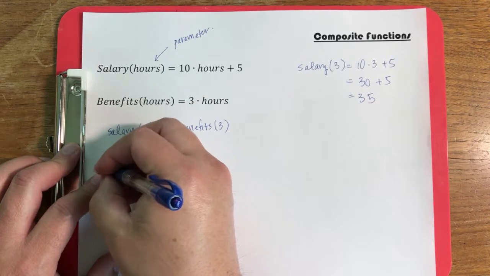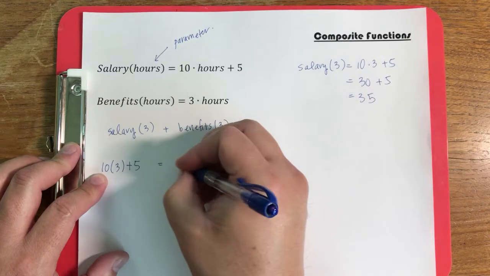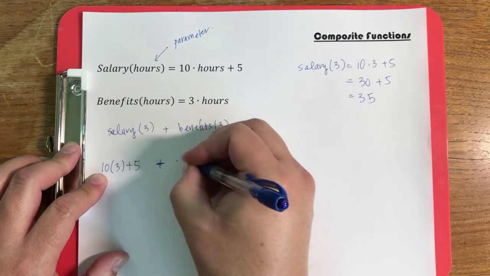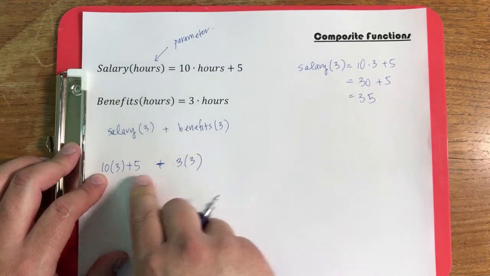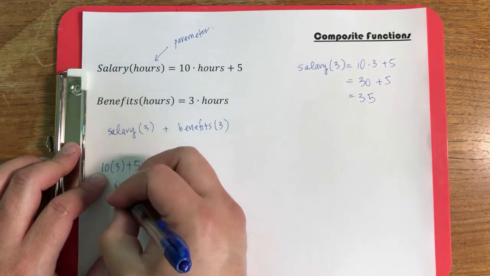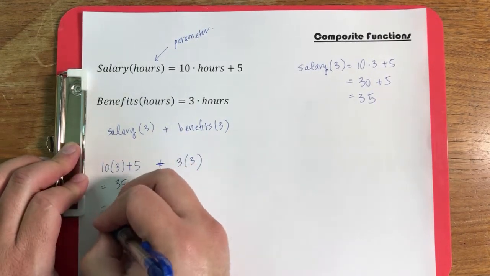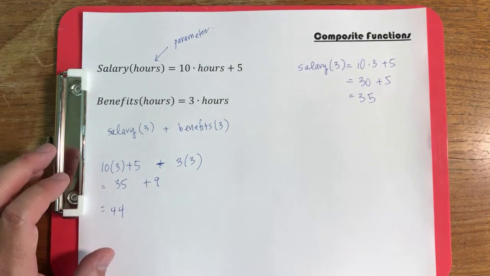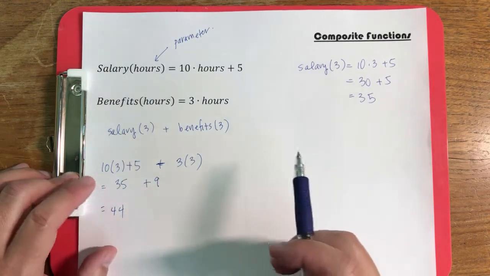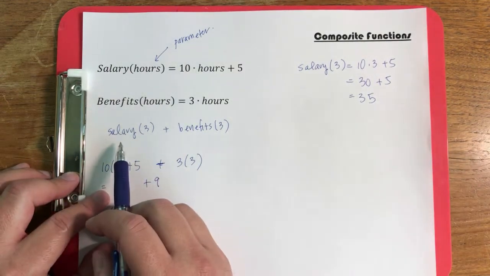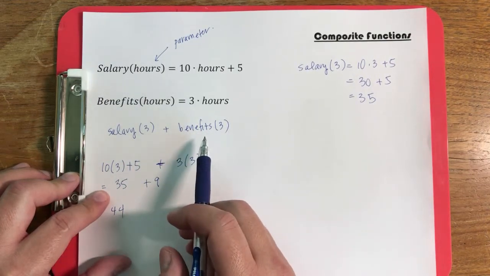So I would get 10 times 3 plus 5 is equal to plus 3 times 3. Okay, so this would tell me how much I would owe you for benefits, and this would tell you how much I owe you for salary. I'd get 35 plus 9 is equal to 44. Now, part of the problem with this notation is that I could make a mistake. Notice that I want salary and benefits to have exactly the same parameter being plugged into it.